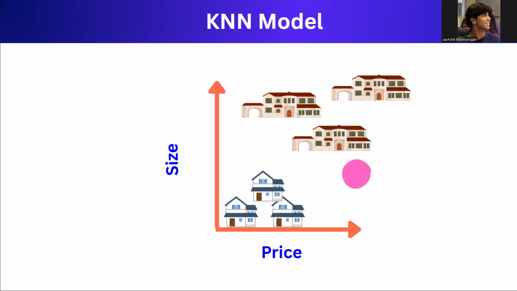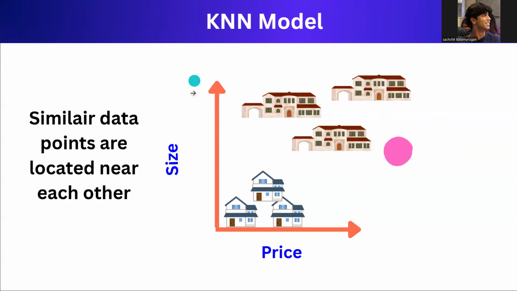Let's pretend our data point is right here. So similar data points are located near each other. We learned this in our classification, right? So how can we use this to predict the value or price of this?